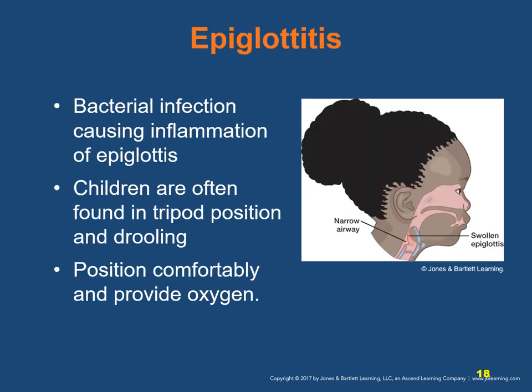Epiglottitis, or the inflammation of the epiglottis, usually as a result of a bacterial infection. More prominent in children, but can occur in adults. Usually develops suddenly. Children look ill, report a very sore throat, and have a high fever, often found in the tripod position and drooling. Treat children gently and try not to make them cry. Position comfortably, provide high flow oxygen, and do not put anything in their mouths.